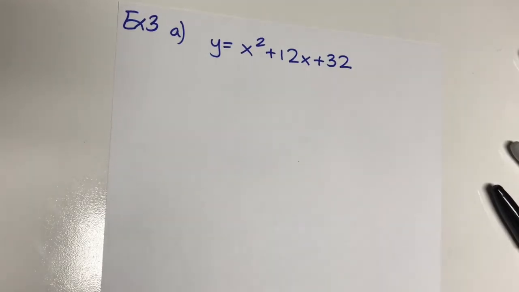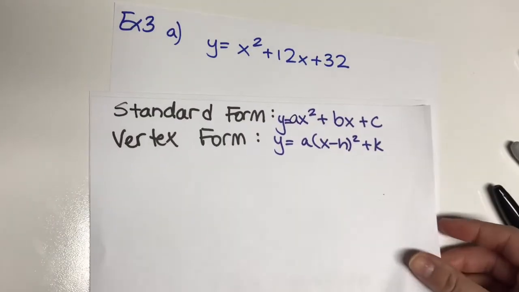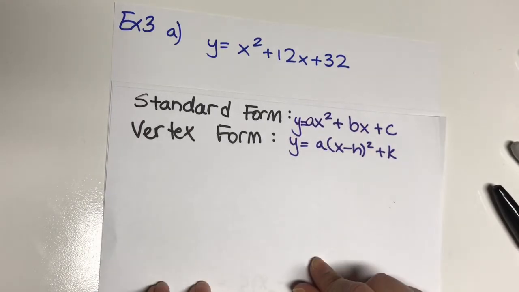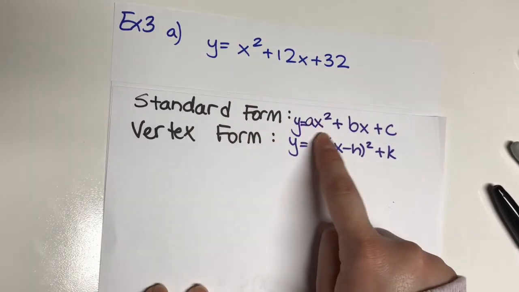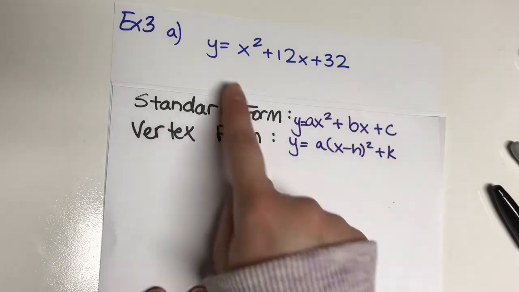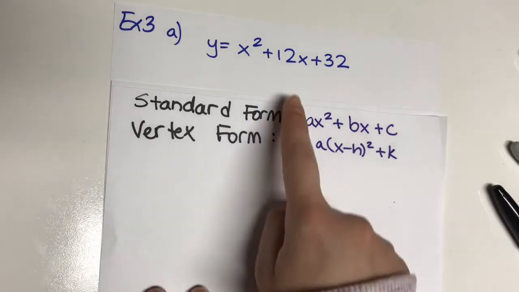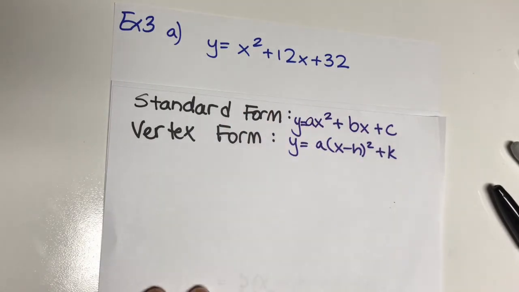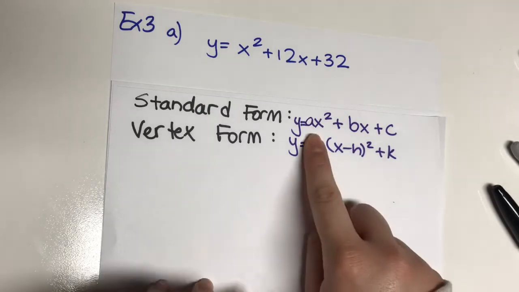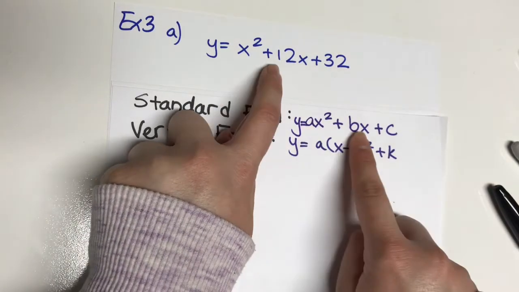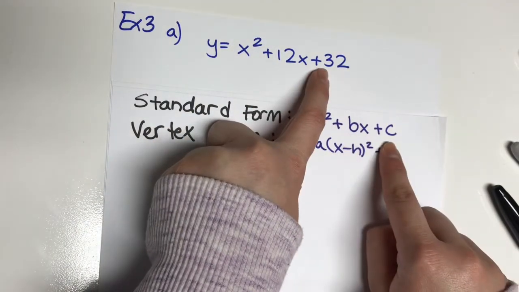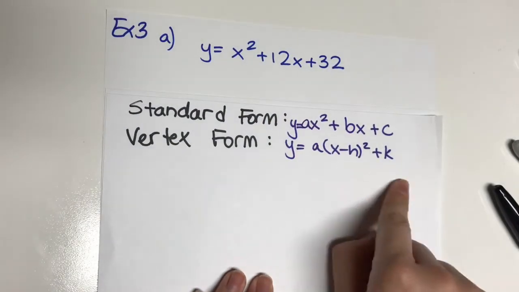In this question, we are being asked to convert something from standard form into vertex form by completing the square. Just a reminder, this is what standard form and vertex form look like. I'm starting off with ax squared plus bx plus c. In this case, y equals x squared plus 12x plus 32. So a is 1, b is 12, and c is 32. And I want to write it in vertex form.